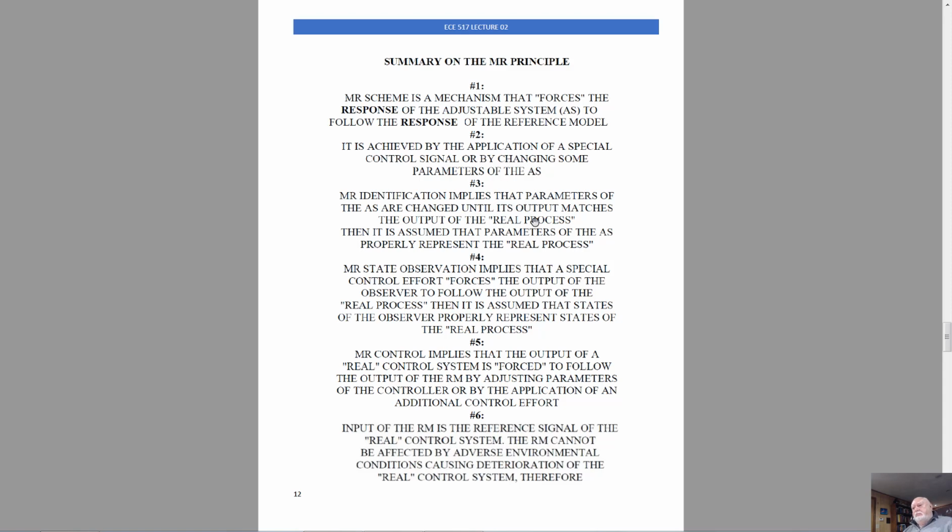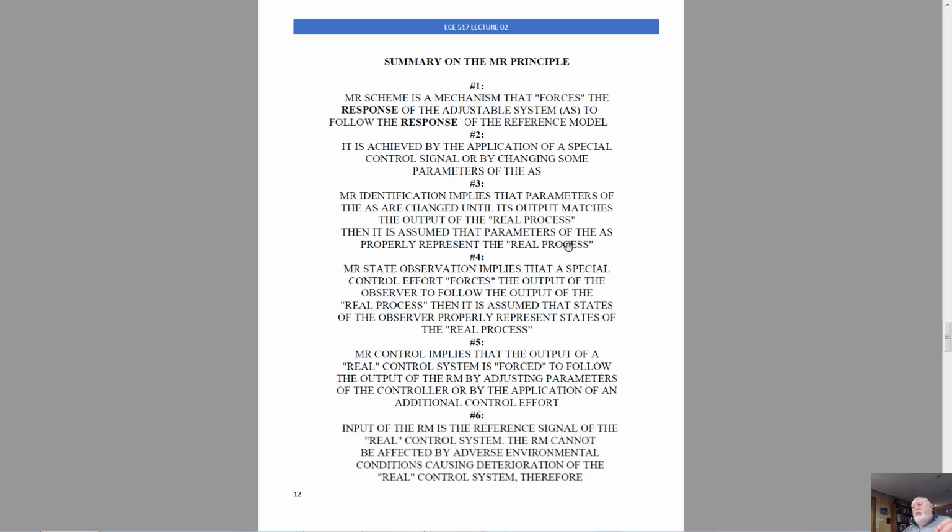Number 3. Model reference identification implies that parameters of the adjustable system are changed until the output matches the output of the real process. Okay? Then it is assumed that parameters of the adjustable system properly represent the real process.